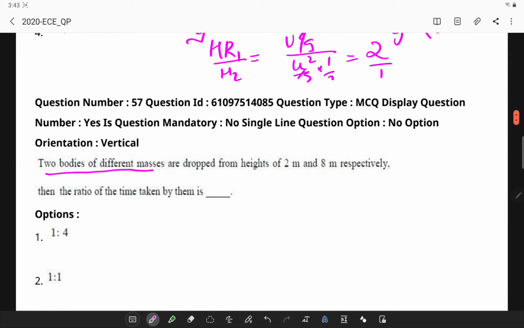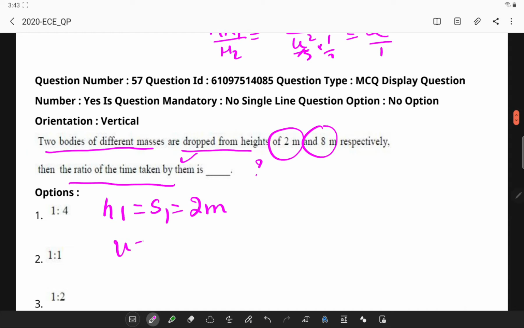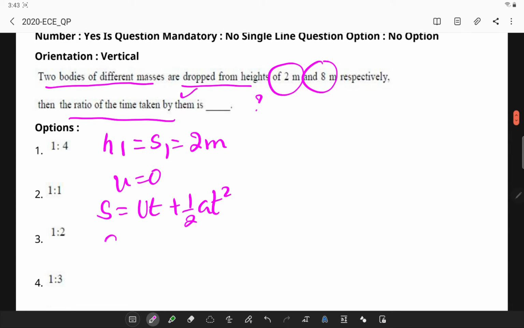two bodies of different masses are dropped from heights 2 meters and 8 meters respectively, and the ratio of the time taken by them, what is it? So given h1, or s1, in the first case is 2 meters, and as they are freely dropped, u is equal to 0, so the distance traveled is s equals ut plus half at square. Since u is equal to 0, 2 will be 0 plus half into a, the free falling acceleration, which is gravity, into t1 square.